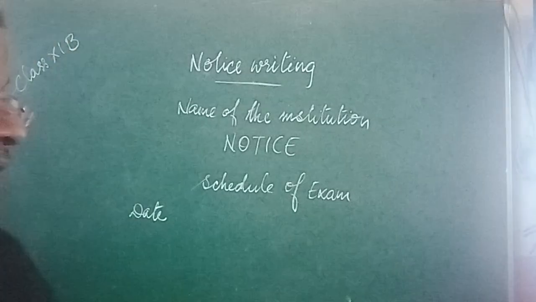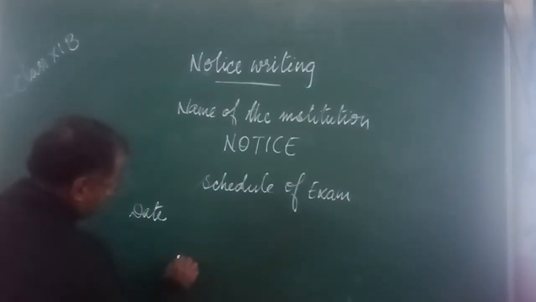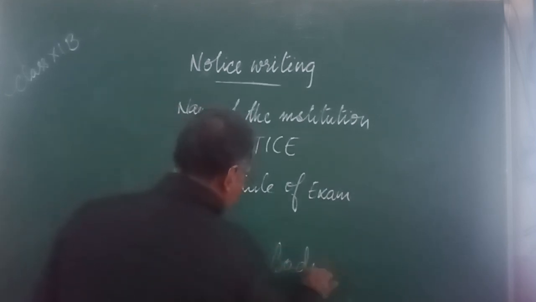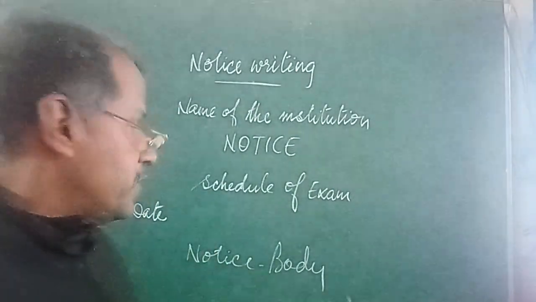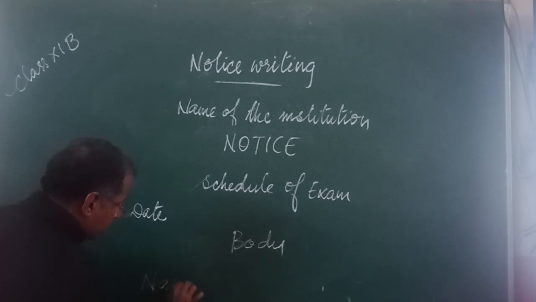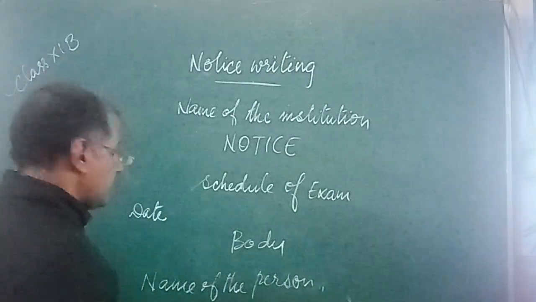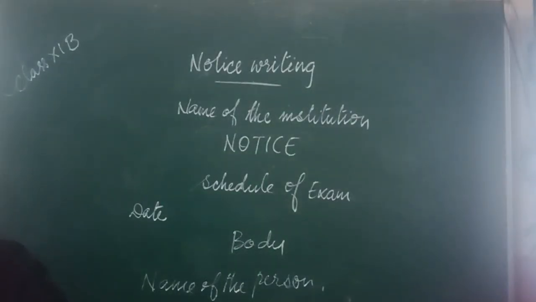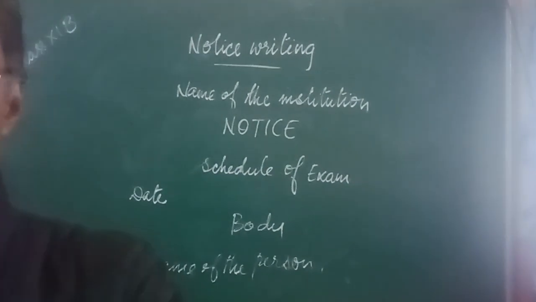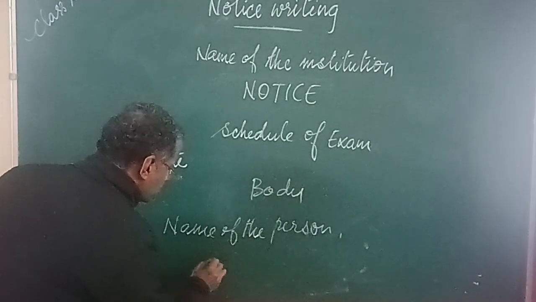While the date is written, don't use the time. Write only the date, and then the subject. Then the body of the notice will be written, followed by the name of the person who is writing. The name of the person, and then just below that we will have to write the designation of the person.